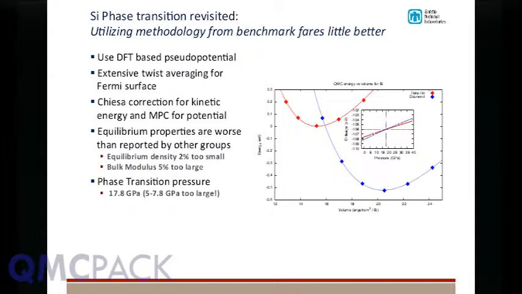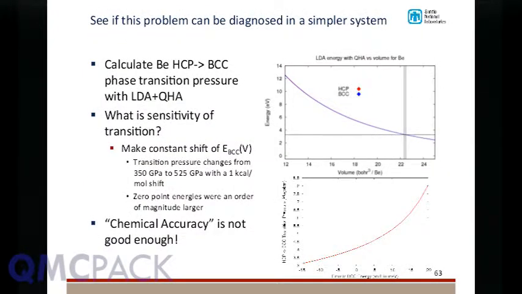The next logical question: okay, I did a careful job of controlling the one-body finite size effects, and there was this question about silicon. Is the beta-tin phase, is the error largely due to the fact it's a metal and we might not be doing that well? So I calculated the diamond to beta-tin phase transition pressure with this procedure, and I found that my equilibrium properties were actually worse than reported by other groups. I was off by a couple of percent in equilibrium density and 5% in the bulk modulus, and that resulted in a phase transition pressure that was even larger than what other people had found. So this was a little bit discouraging, but also spurred me to try to do better.